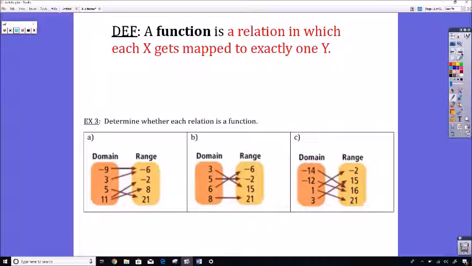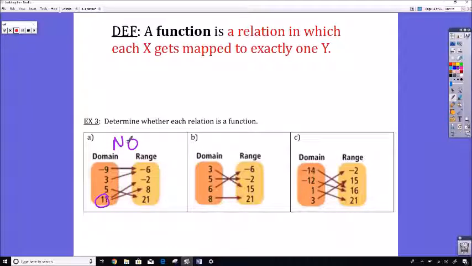So look at example A. Notice -9 maps to -6. There's an x, it's going to 1 y. 3 maps to -6. 1 x mapping to a y. 5 maps to 21. Now look down here at this 11. It is mapping to both -2 and 8. So this is not a function because you have one x getting mapped to 2 different y values.